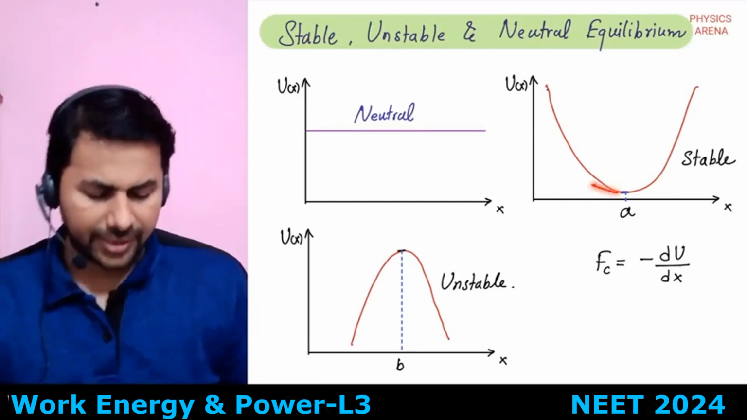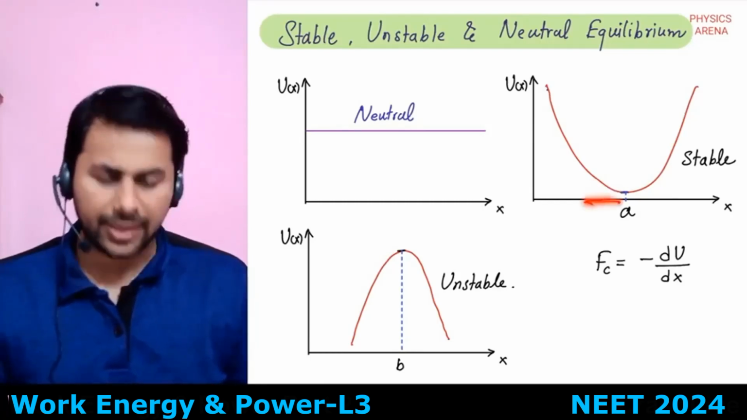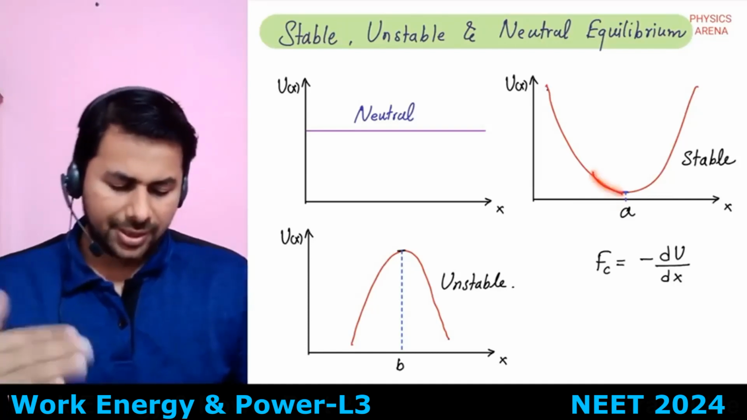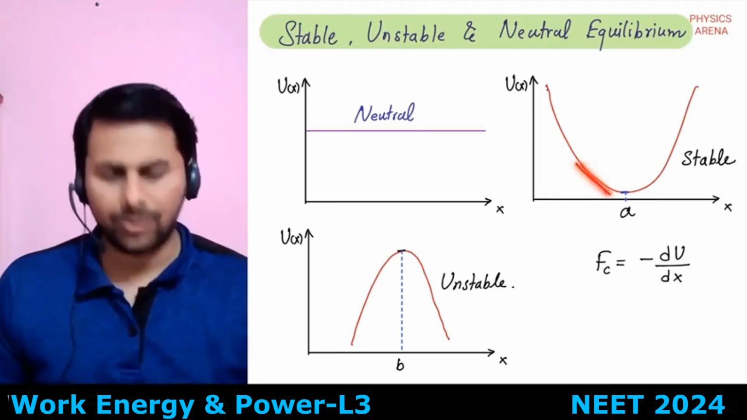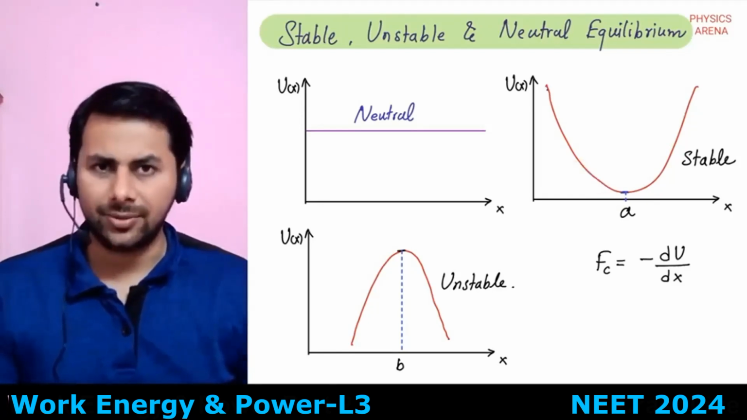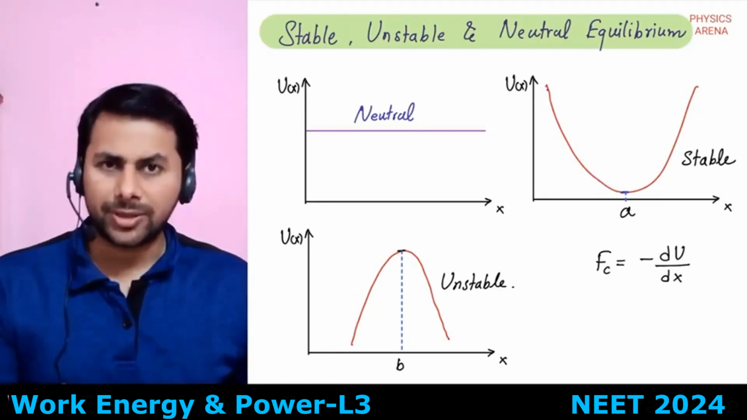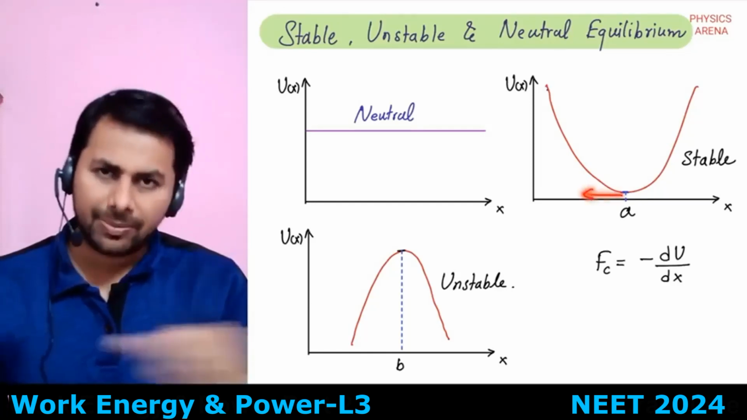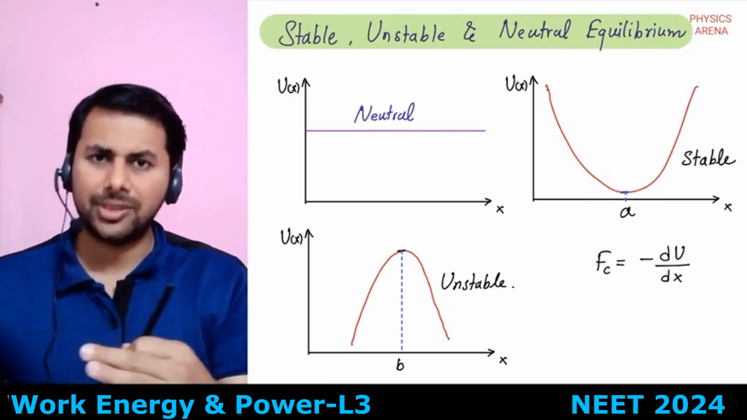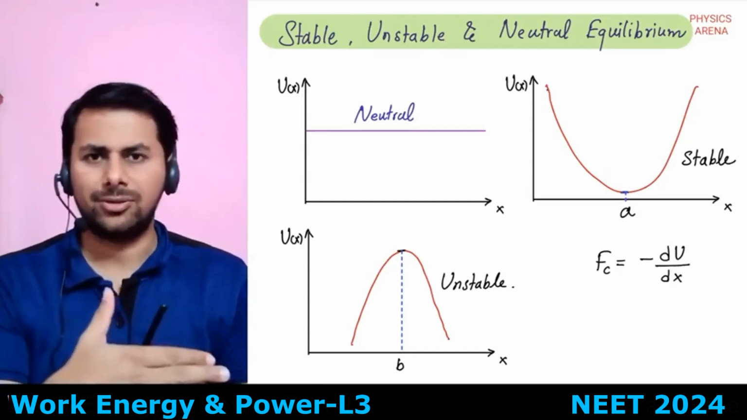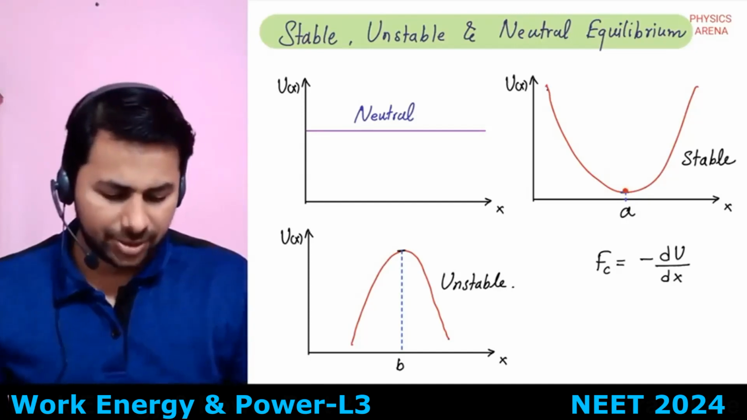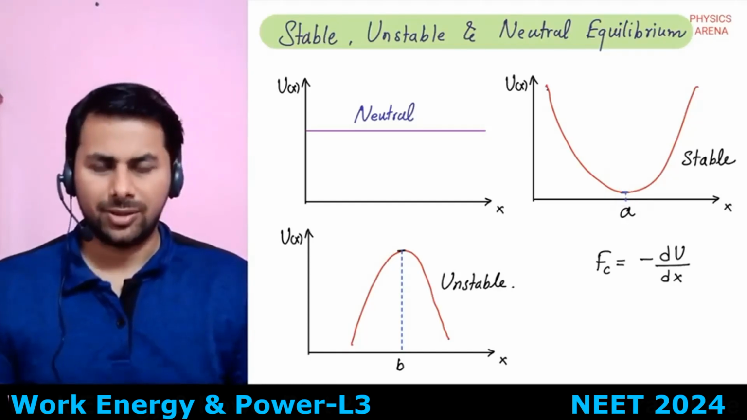Okay, if you move on this side, you see that du by dx is negative. You have negative slope here. Du by dx is negative. That means force will be positive. So if you move towards left of this point, then force is positive. That means force is directed towards right. So it is pushing you towards right, that means towards the mean position.